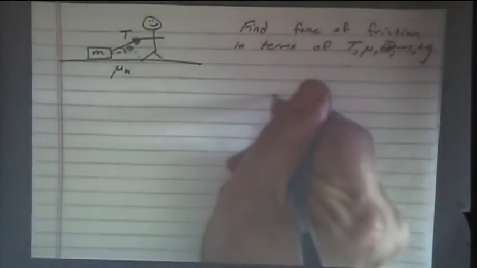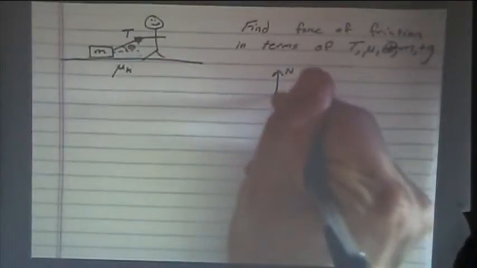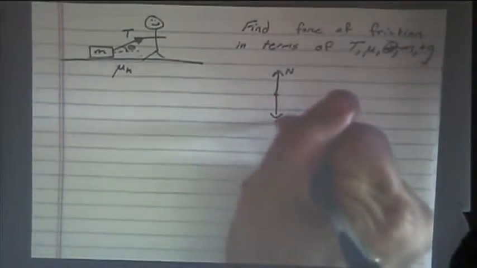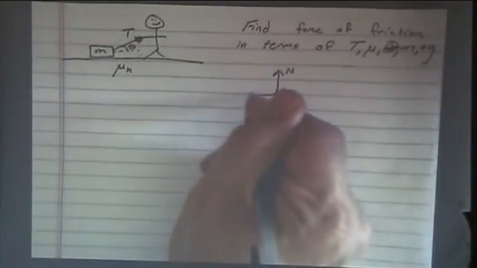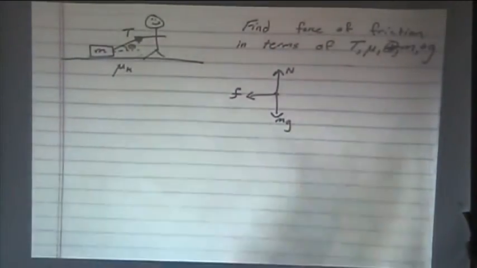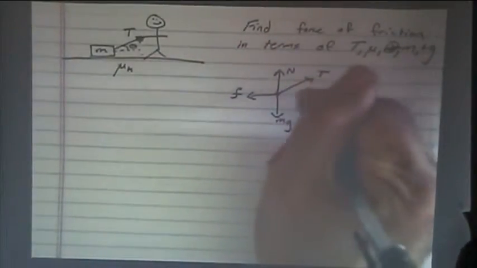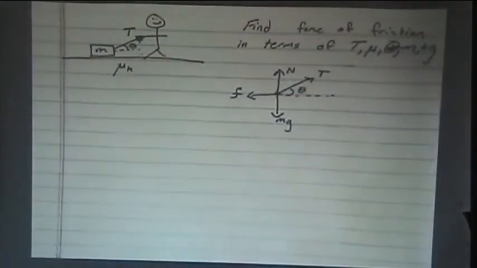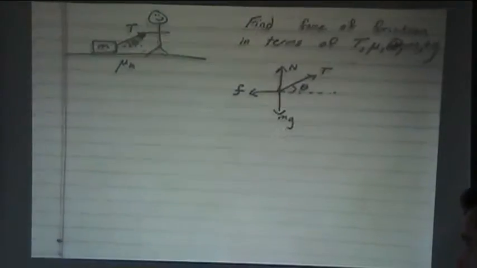Well, it's a force problem, and we still do all force problems using free body diagrams. We're going to have normal force going up, weight goes straight down, friction is going to work against the way you're pulling, and then we're pulling at an angle with respect to the axis here. So our free body diagram is going to look like that.